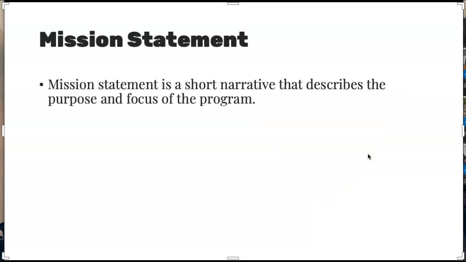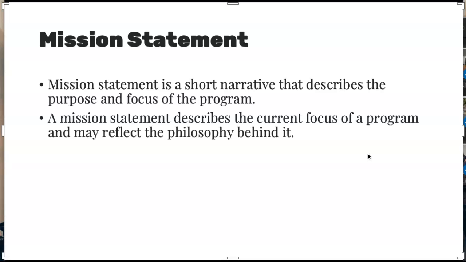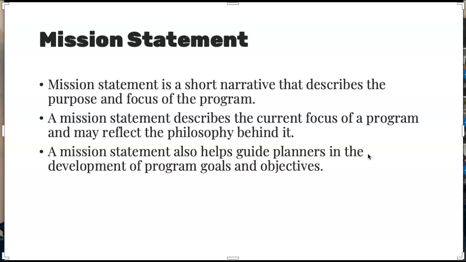All right, so what is a mission statement? And we're going to talk about some of the nuanced differences between a mission statement and a vision statement. A mission statement is simply a short narrative that describes the purpose and focus of a particular program. It may reflect the philosophy that is behind it, and it helps to guide planners in the development of the program goals and objectives. So having a good mission statement is really important.